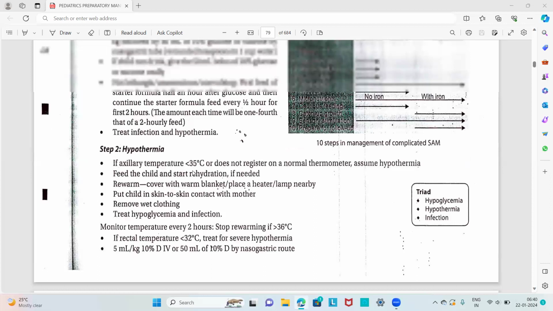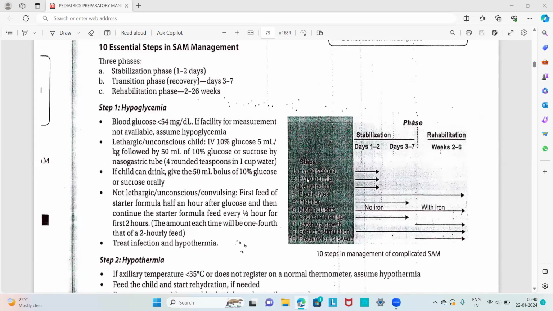So these are the 10 steps: treat the hypoglycemia, hypothermia, dehydration, electrolyte imbalance, infections, and micronutrient deficiency, then cautious feeding, catch-up growth, sensory stimulation, and prepare for the follow-up. So these are the 10 steps in the management of the severe acute malnourished child at the hospital. The rest of the portions, the details about this management, are discussed in the next video.